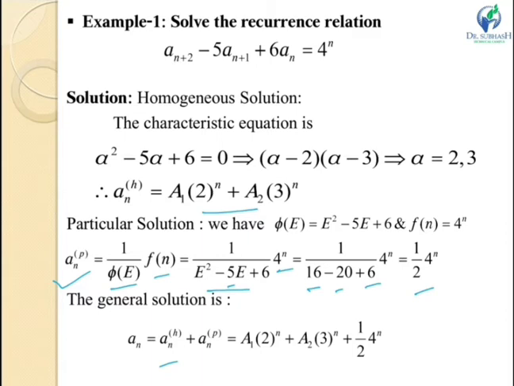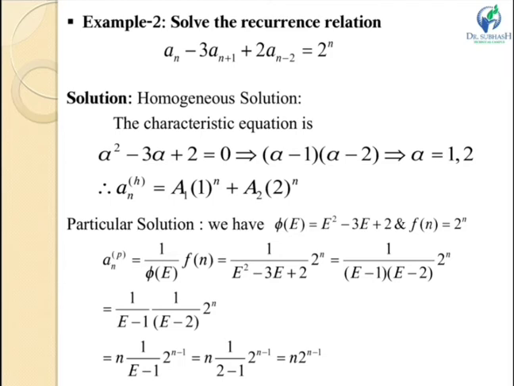Now let us take one more example of this type. Solve the recurrence relation a(n) minus 3a(n-1)... plus 2a(n-2) equal to 2 raised to n. Here again we will first find the homogeneous solution. Here we can see that the order of the recurrence relation is 2. So the characteristic equation will be alpha square minus 3 alpha plus 2 equal to 0.